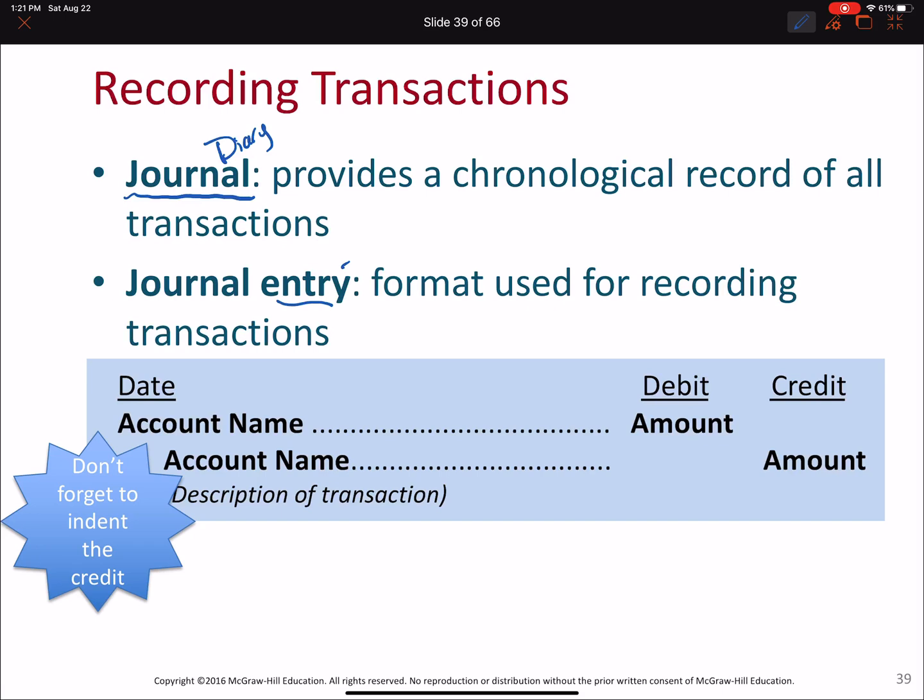In the accounting world, we like to be super retentive. It's just the nature of my people. We love to be super specific.